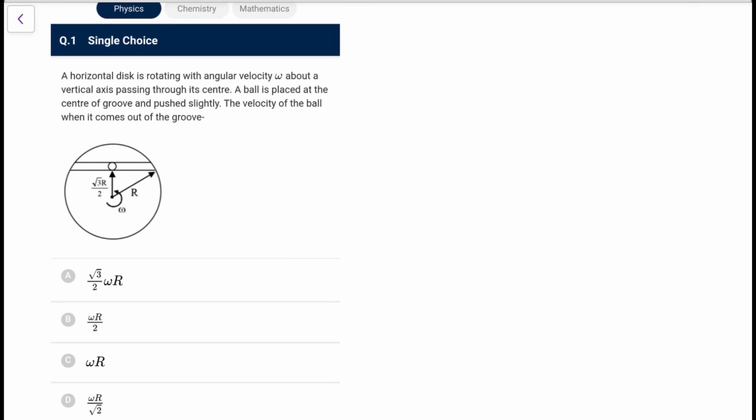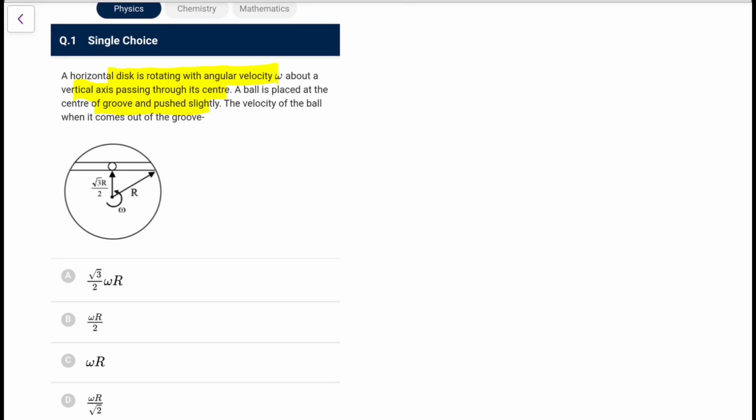Let's start the paper. First of all, we start with question number 1. It says a horizontal disk is rotating with angular velocity omega about a vertical axis passing through its center. A ball is placed at the center of a groove and pushed slightly. Find the velocity of the ball when it comes out of the groove. Now this is a difficult question.